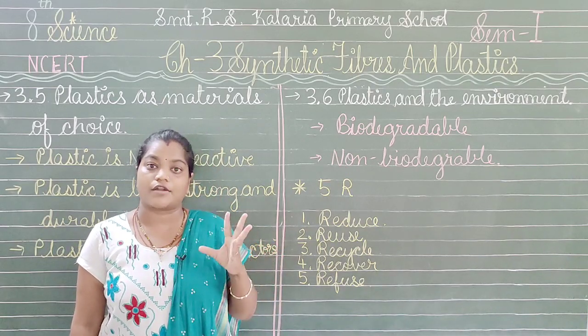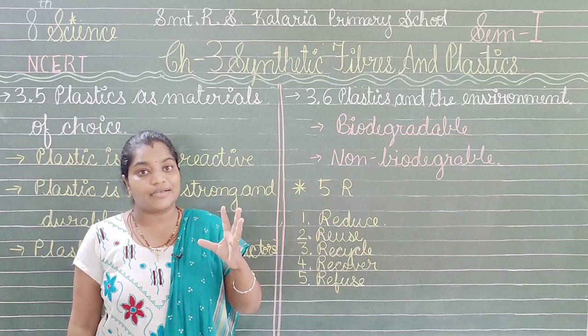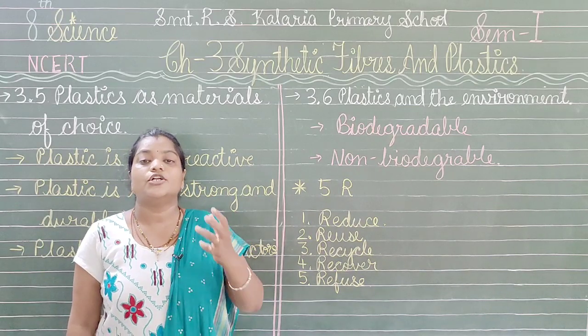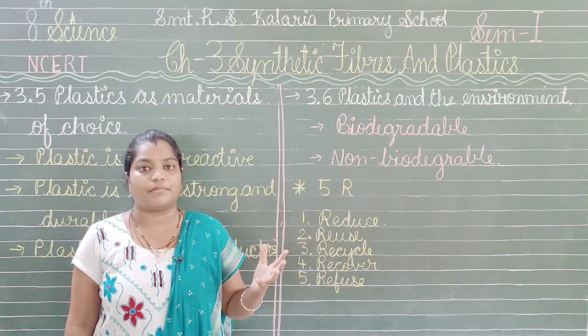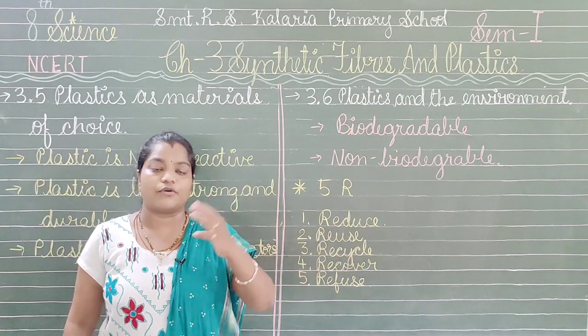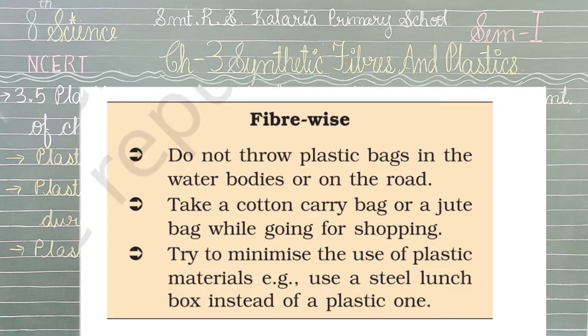So we have to take care of these 5R. By this we can help the environment to create a beautiful environment or atmosphere. Now here we have the last paragraph, which says the fibre wise. What are the points mentioned here? Do not throw plastic bags in water bodies or on the road. Take a cotton carry bag or a jute bag while going for shopping. Try to minimize the use of plastic materials, for example, use a steel lunch box instead of a plastic one.